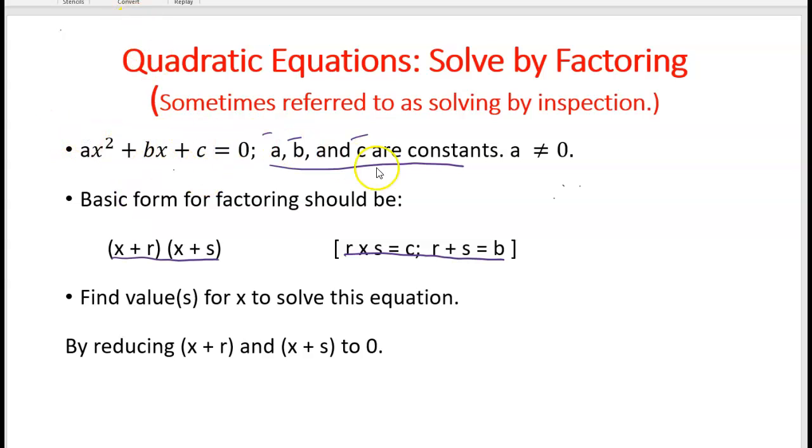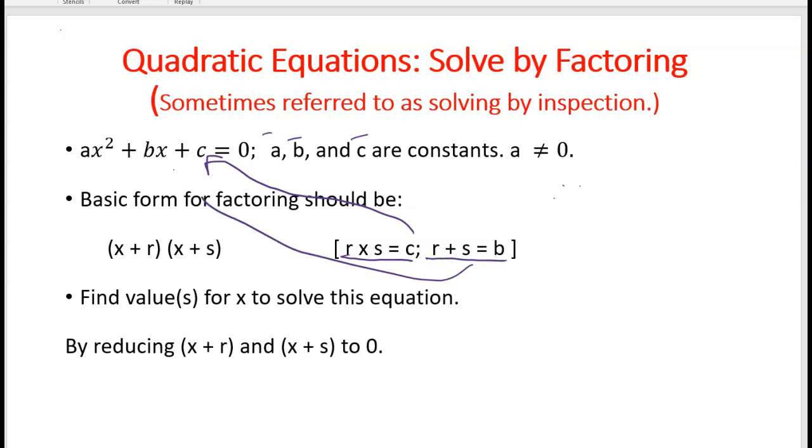R times s, the product of such, must equal c, which is this coefficient here. And those same values that we set for r and s, when added together, the sum of them must equal this coefficient here. Once we establish that those conditions are true, then we can in fact solve by factoring. If they are not true, then we have to find a different method.